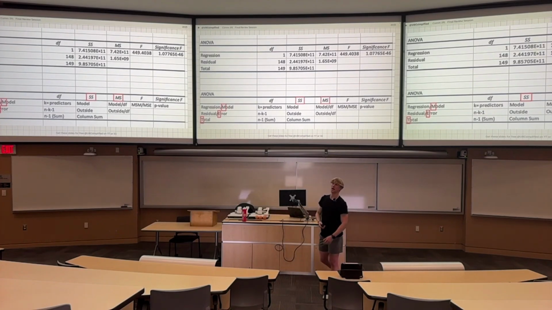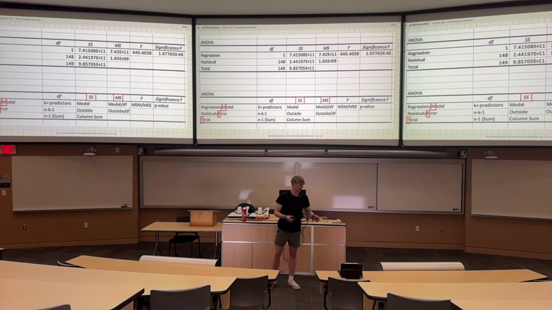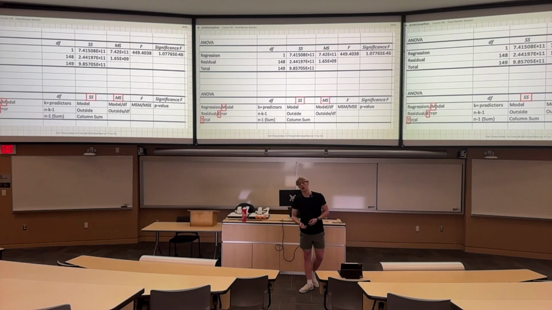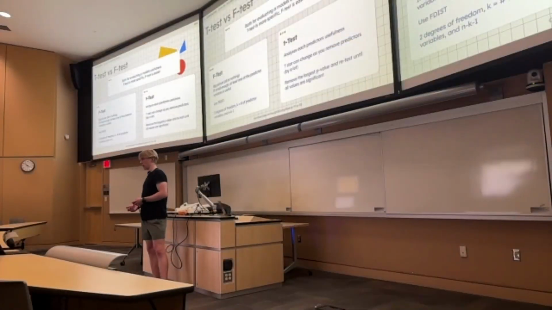And then you take that F-stat, put it into a formula with the different degrees of freedom, and you get your p-value. For the most part, the hypothesis test for this is: if your p-value is less than your significance level, then your model is useful. And we will talk about that right now.